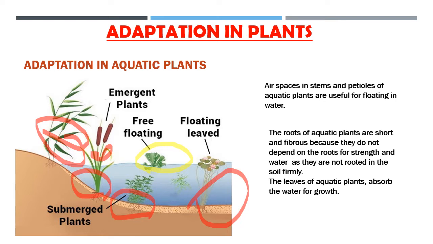And what about roots? The roots of these aquatic plants are short and fibrous because they do not depend on the roots for strength and water, as they are not rooted in the soil firmly. That's why the roots of aquatic plants are short and fibrous. And the leaves of aquatic plants absorb the water for growth.